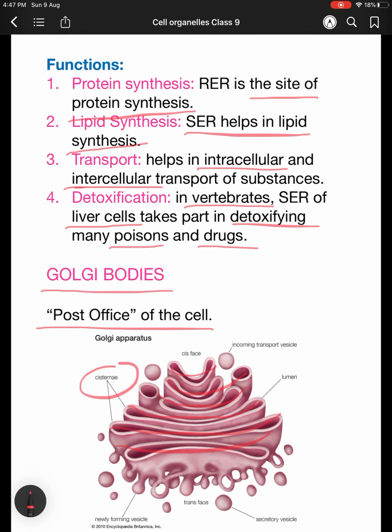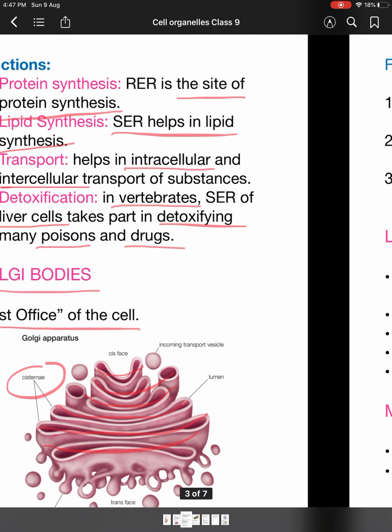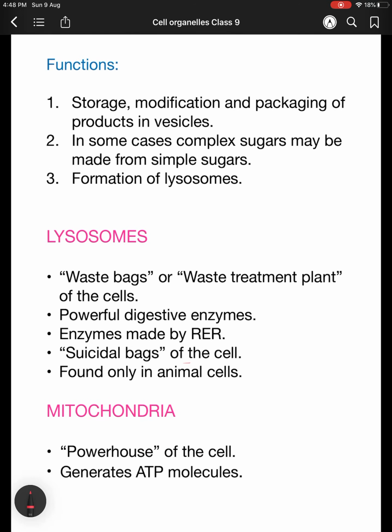So now we come to the functions of Golgi bodies. It helps in storage, modification and packaging of products in vesicles. In some cases, complex sugars may be made from simple sugars, and it is also involved in the formation of lysosomes. Now what are lysosomes?